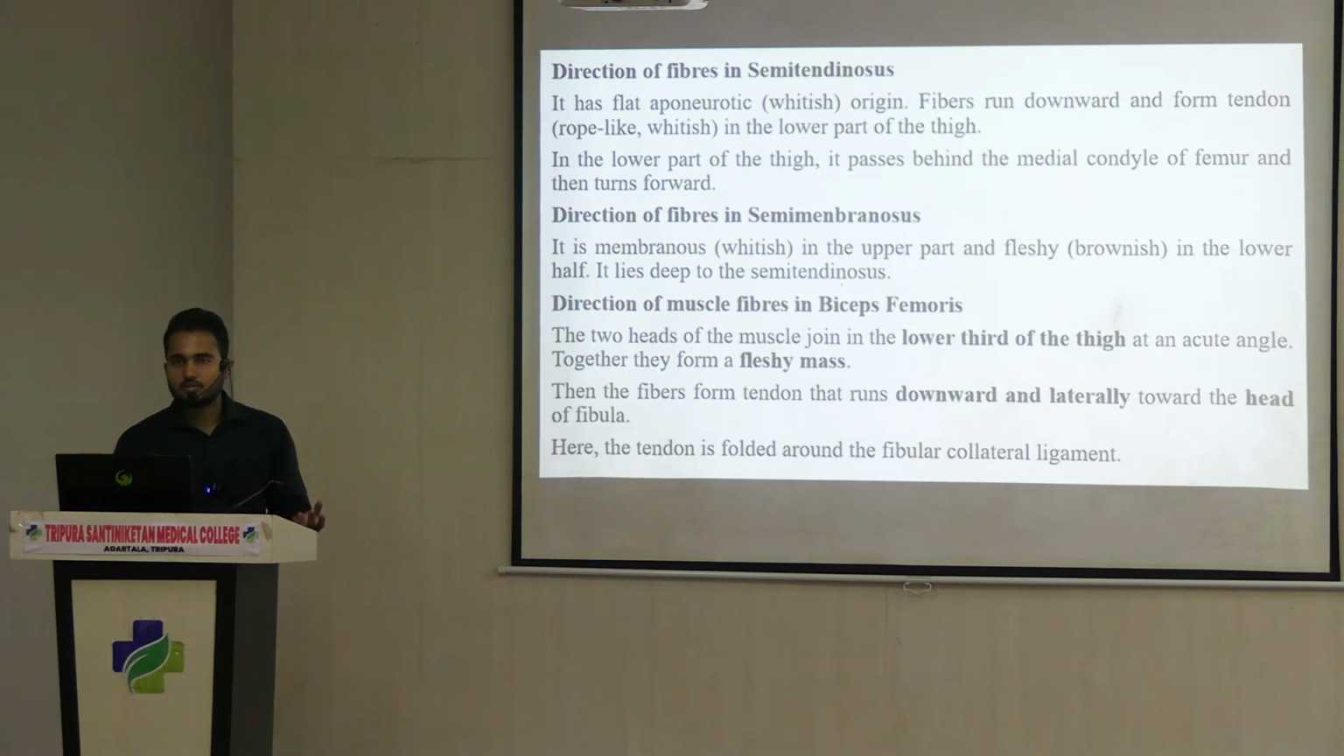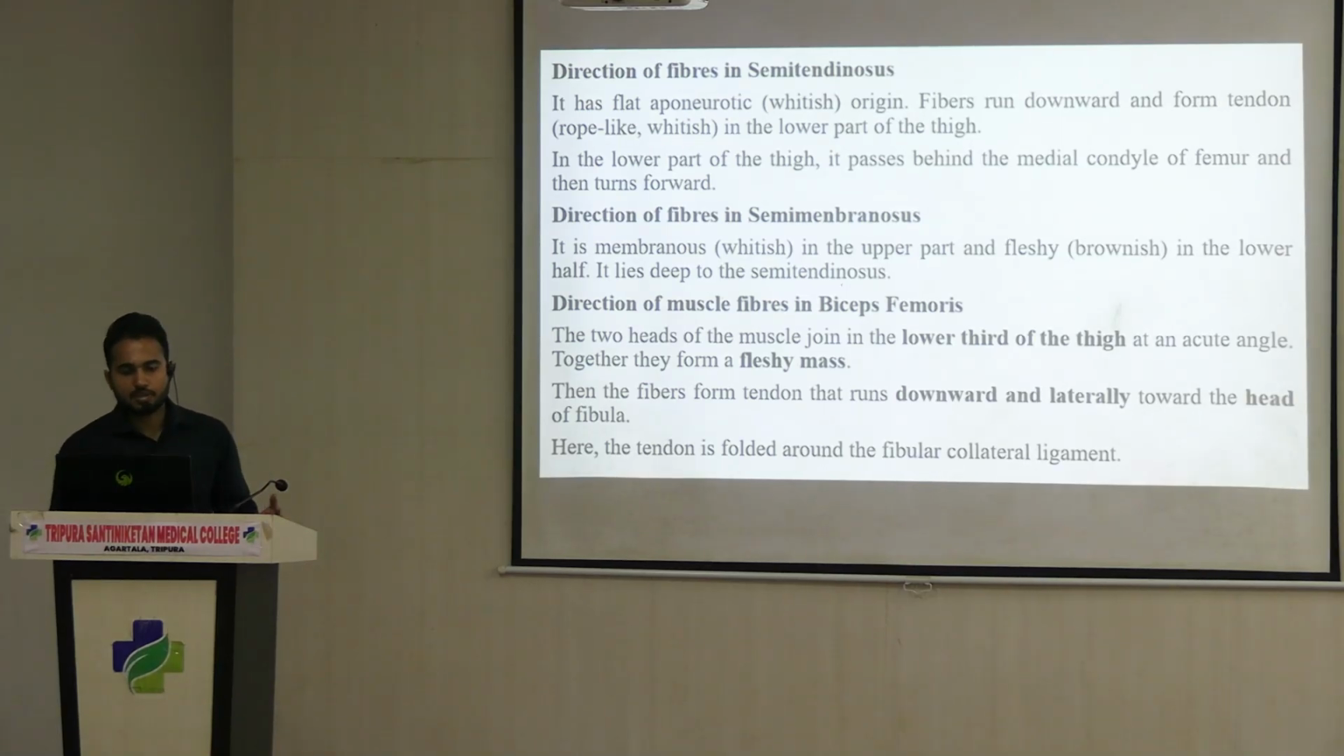जो semitendinosus होता है, if you see the origin, वो कैसे होता है? It is aponeurotic, whitish in origin, and then fibers run downwards from the tendon, rope-like whitish in the lower part of the thigh. Okay, so upper part it is flat aponeurotic. Fibers are extending downwards. When you go to the lower part of the muscle, at that time it is rope-like whitish. Okay, so this is the way you can identify the semitendinosus.